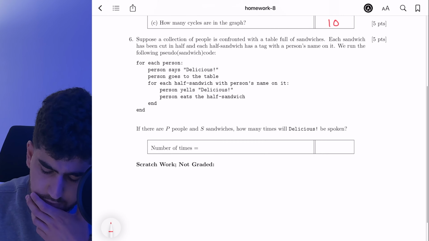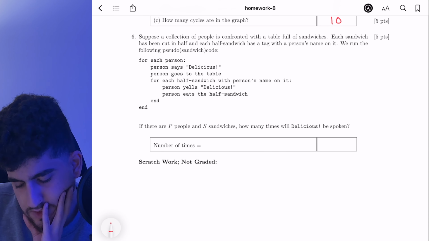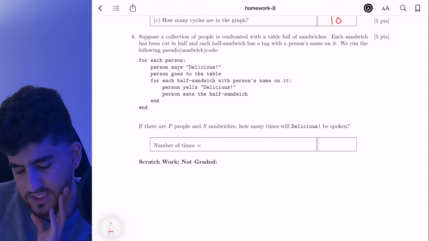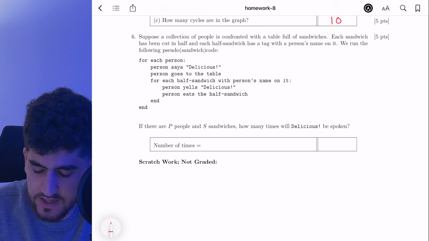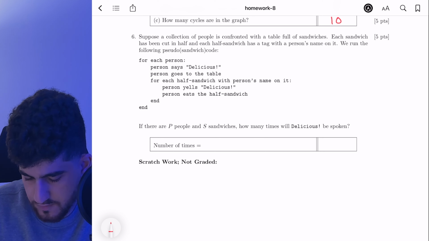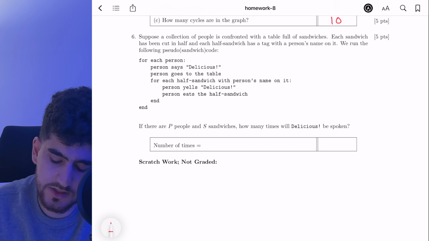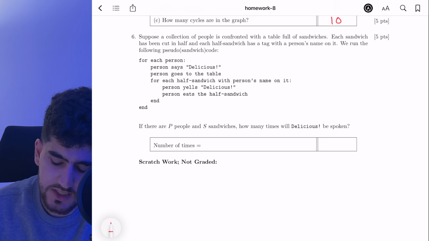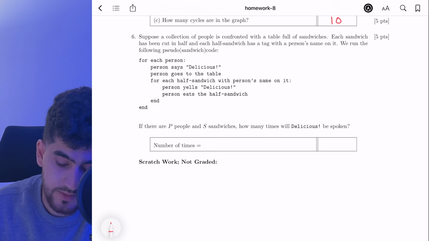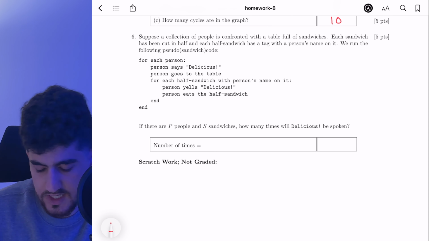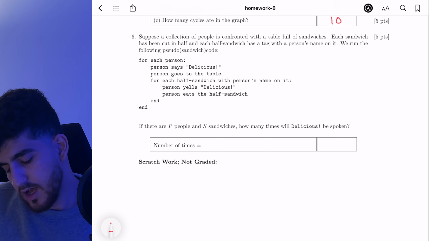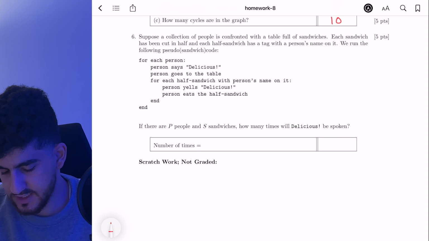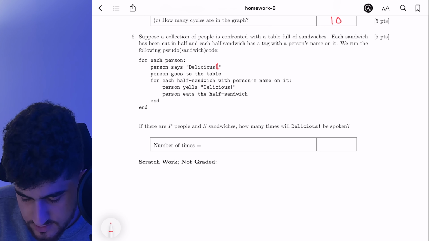Okay, the next problem: suppose a collection of people is confronted with a table full of sandwiches. Each sandwich has been cut in half and each half sandwich has a tag with a person's name on it. We run the following pseudo sandwich code. For each person, person says delicious, person goes to the table, for each half sandwich with person's name on it, person yells delicious, person eats the half sandwich. Okay, so the first thing, let's just consider that this is delicious 1, this is delicious 2.